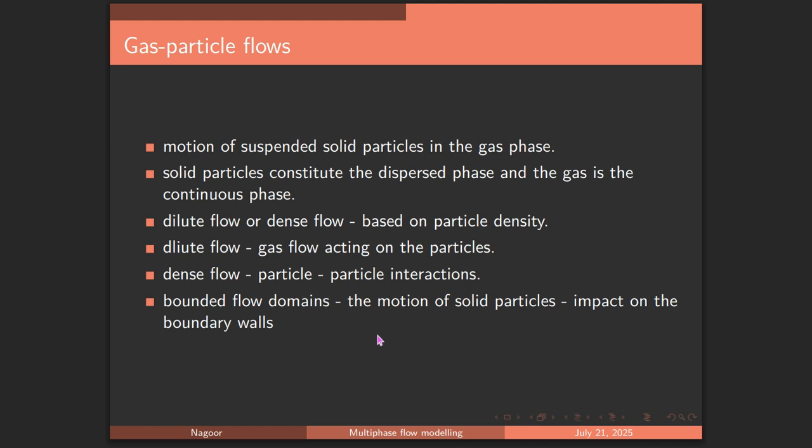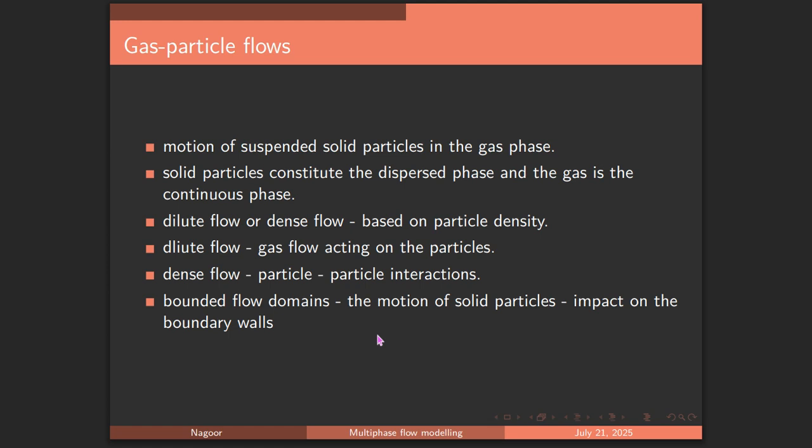In a dilute flow, the particles are very few in number, and the motion of the particles is mainly governed by the way the gas impacts forces on them through surface and body forces. Whereas in dense phase flow, where the particle density becomes high, there will be some interactions between particles, and that governs part of the solid particle motions.